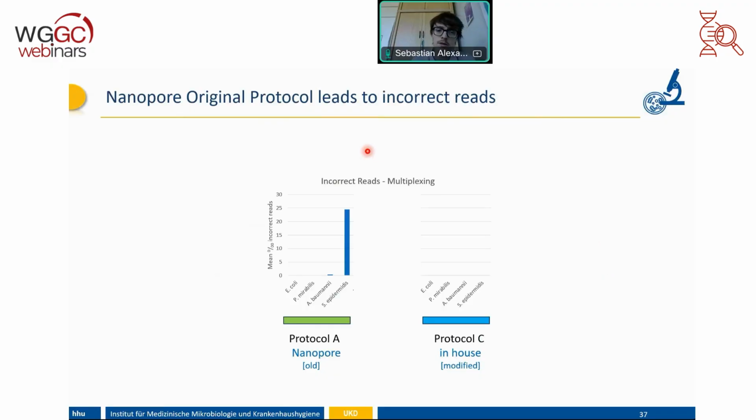And the results were as our theory expected. We saw an increased amount of incorrect reads in the Staphylococcus epidermidis sample, so the sample with the lowest amount of DNA. Here we found reads with the right barcode for this sample, but belonging to Escherichia coli, Proteus mirabilis, and Acinetobacter baumannii. And we didn't see this effect when we kept them separate until after the adapter ligation.